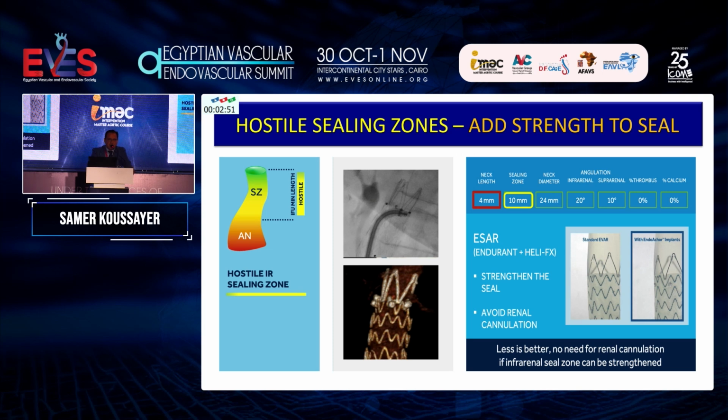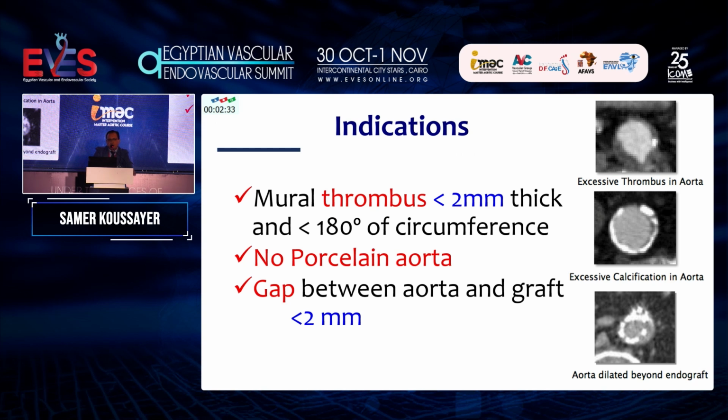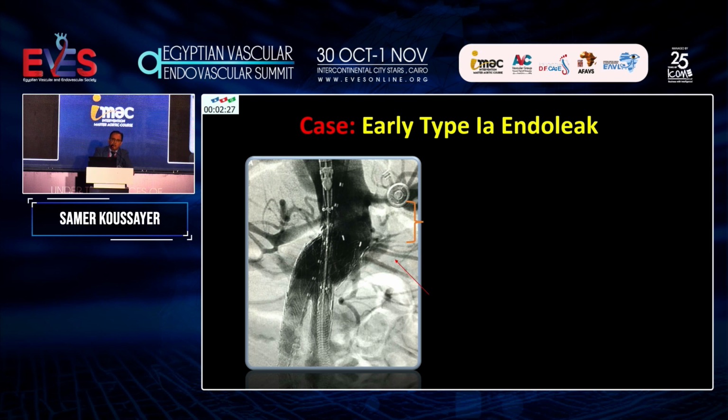How do we decide which technique to use? We look at the distance between the EVAR and the renal. If the patient has a good neck, more than 4 millimeters, with a good sealing zone, then this is a good case to just put a piece there and put endo anchors. But of course, if you use endo anchors, the distance between the aorta and the graft should be less than 2 millimeters.